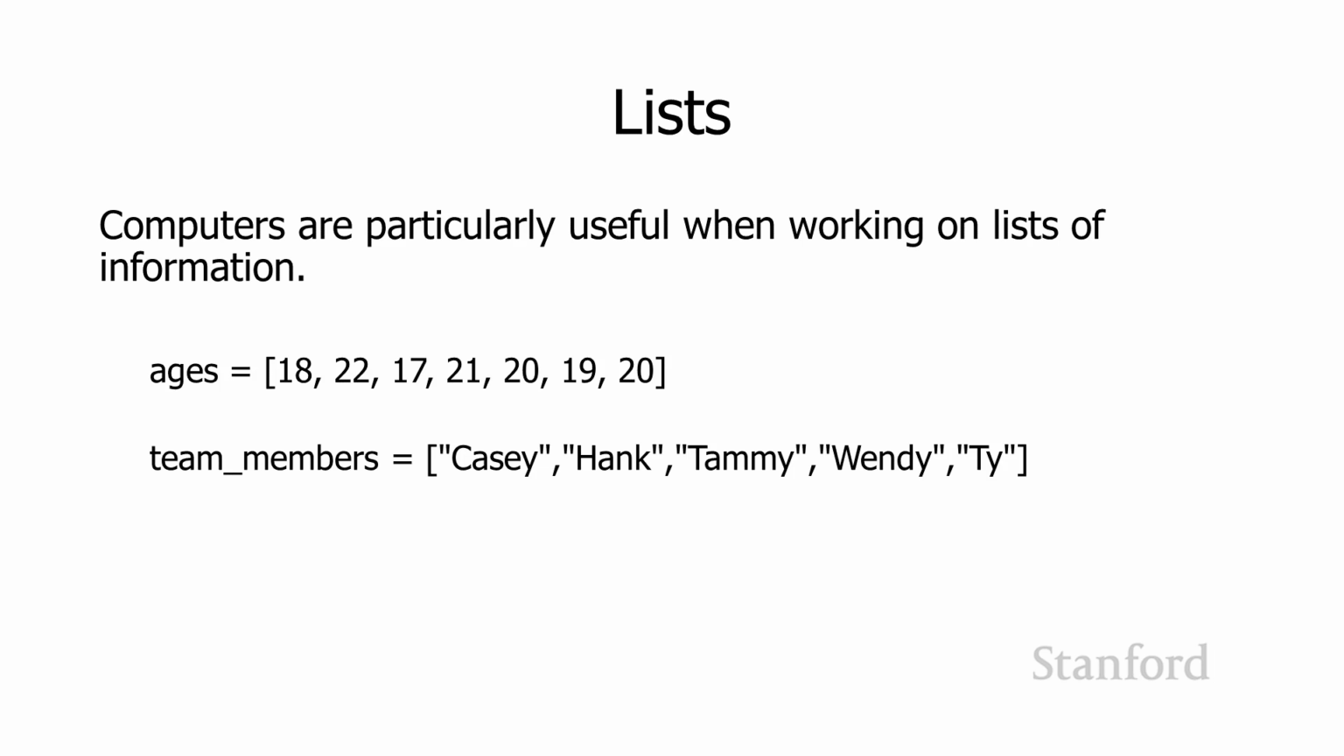All right, so here we're creating several different lists of information. I've got a list of ages, and I've got a list of team members. In each case, the way I'm going to do this is I'm going to have a square bracket followed by a number of items separated by commas, followed by a closing square bracket. And that's going to create my list, and I can store a list in a variable. So I store my list of ages into the ages variable. I store my list of names in the team members variable.